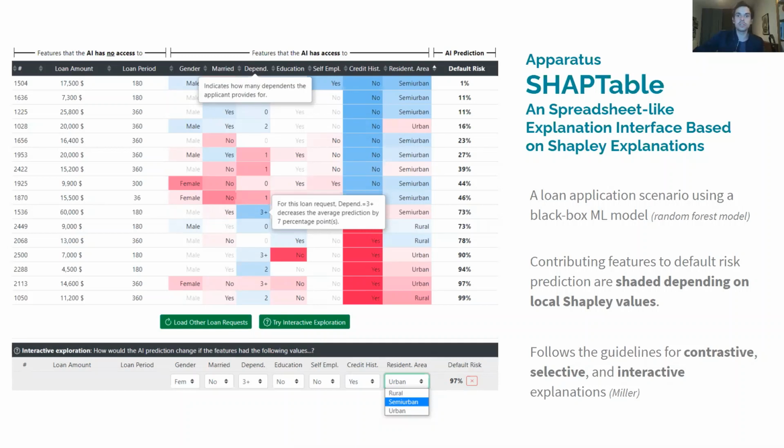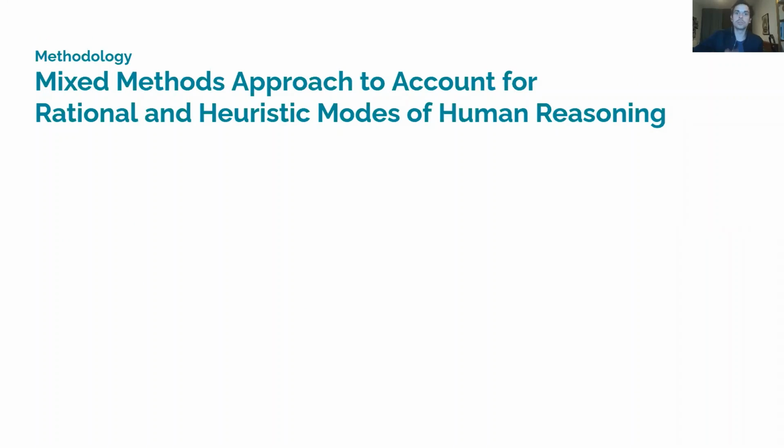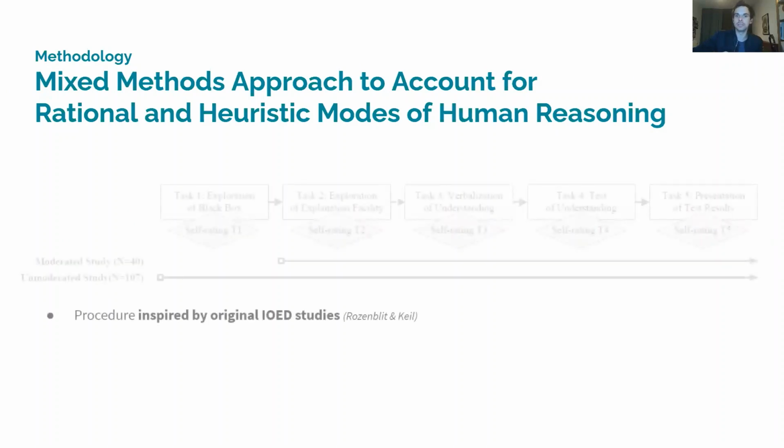The features that contributed to this probability were shaded based on their Shapley contribution. Further, our explanation interface followed the XAI guidelines for contrastive, selective, and interactive explanations. For our study, we used a mixed method approach to account for the dual modes of human reasoning. Our procedure was inspired by the original IOED studies.